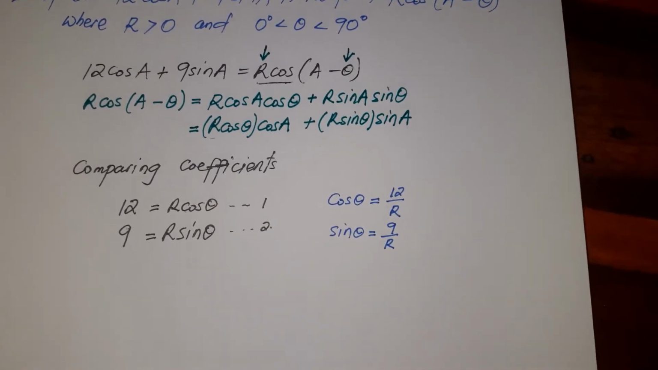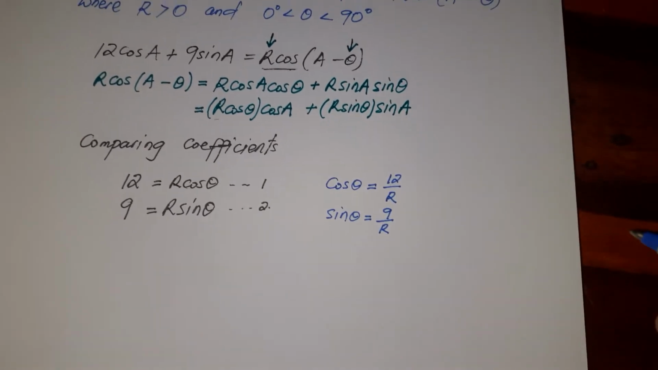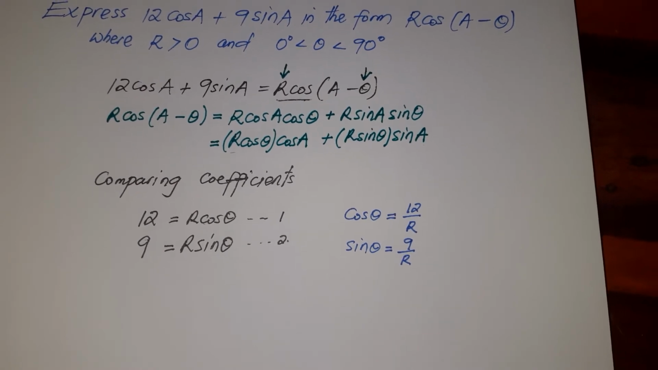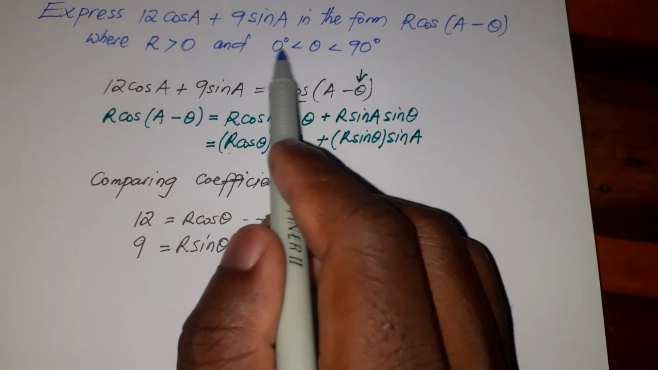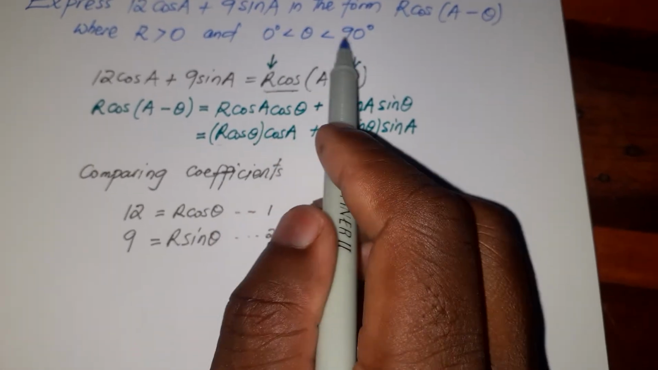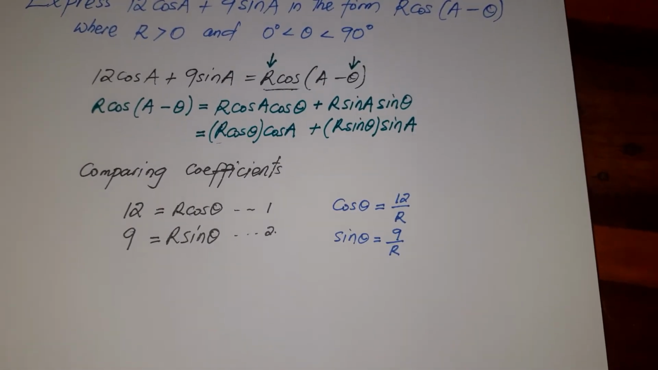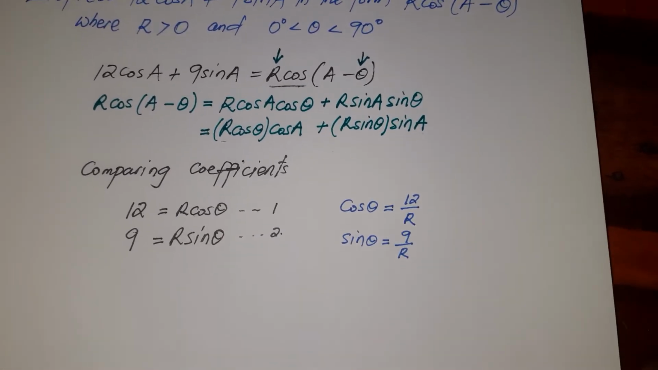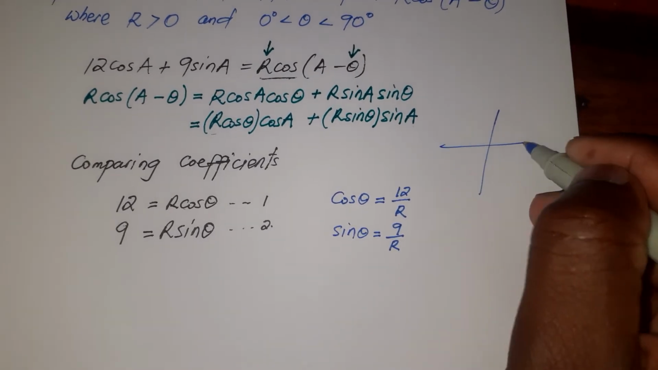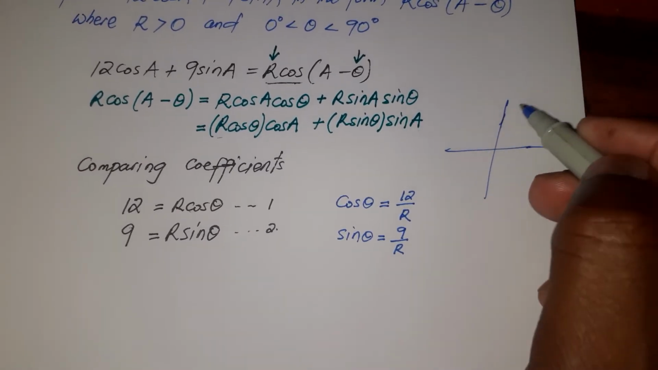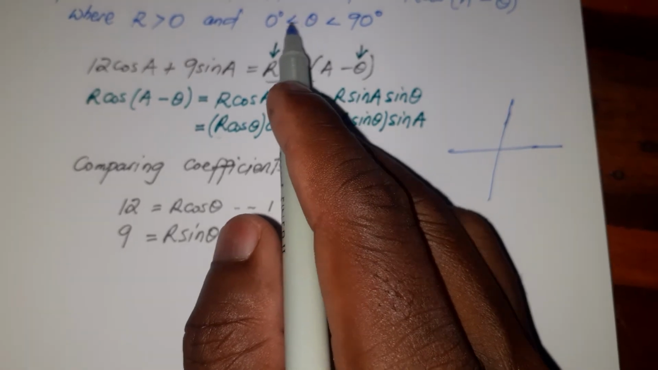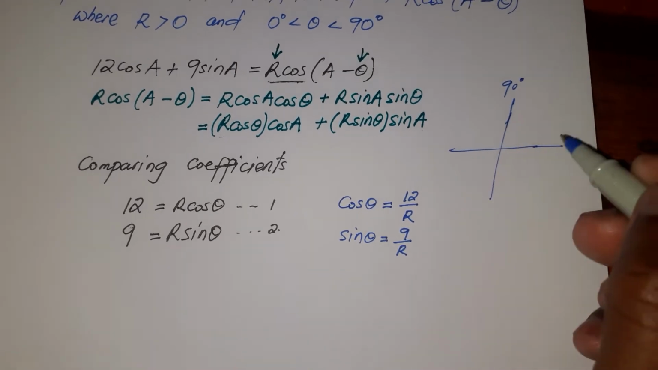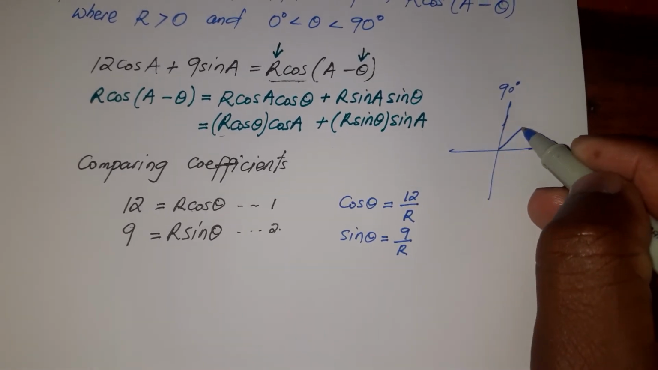Now let's try to plot that on a Cartesian plane. Now let's keep in mind the range that we are given, that theta is between 0 and 90, and that is where sine is also positive. Now let's start with this. Considering our Cartesian plane, the theta being between 0 and 90, our 90 is somewhere here. Then we can now form a triangle here.